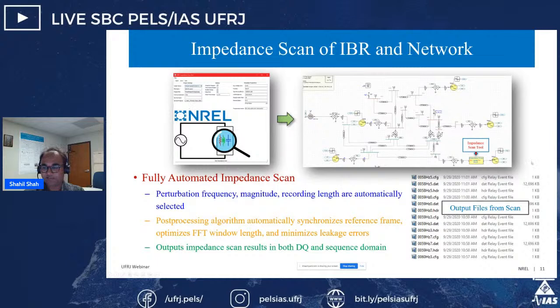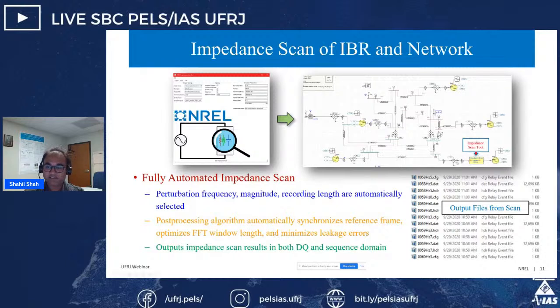This graphical user interface will start scanning the impedance of this IBR as well as the network that it sees at its terminal. The perturbation frequency, the recording length, and the magnitude of perturbation are all automatically selected. There's a lot of signal processing involved in how you post-process the scan data. If you know the impedance of a three-phase power system, it has a reference frame. For example, for a DQ impedance, you have to synchronize the grid voltage with the D axis. Similarly, there are reference frames for sequence impedance or phasor impedance.